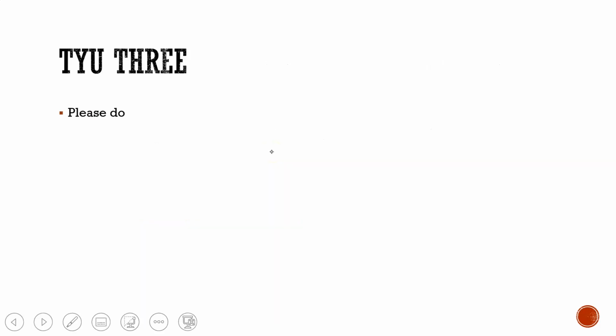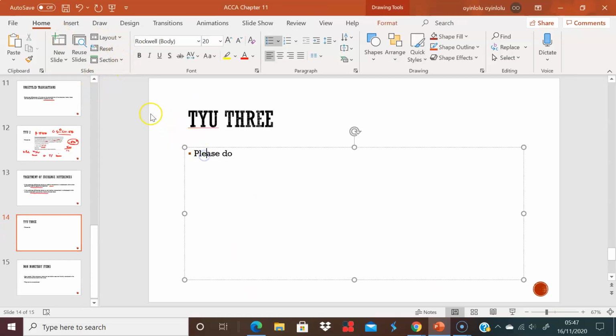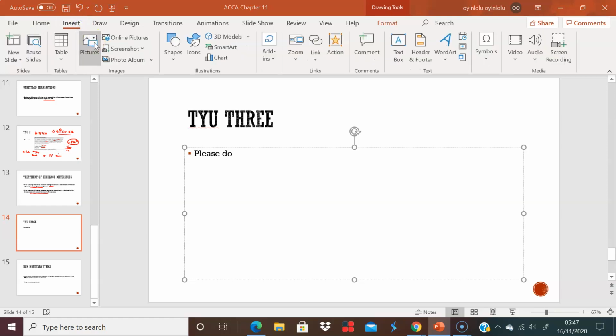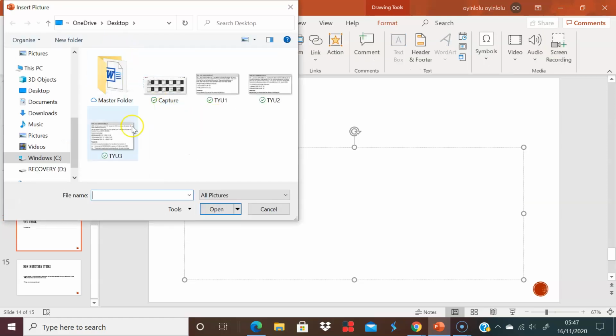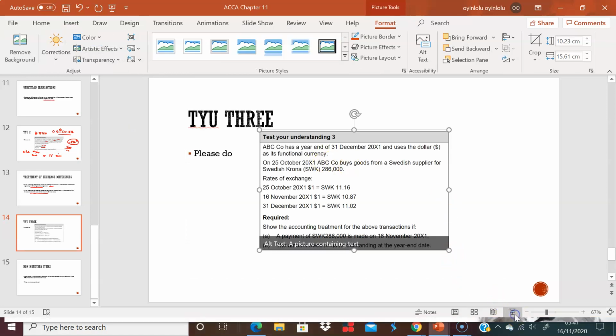TYU3, I'm not going to do it because it literally is a copy of 1 and 2. So please have a go at it. I'm just going to insert it so you see what it is. It's asking you exactly the same thing, but this time at both periods. Imagine if there had been a payment during the year, or imagine if you had waited till the end of the year.